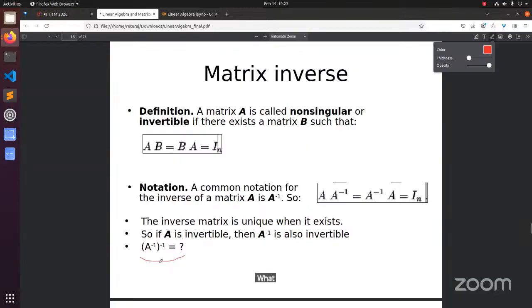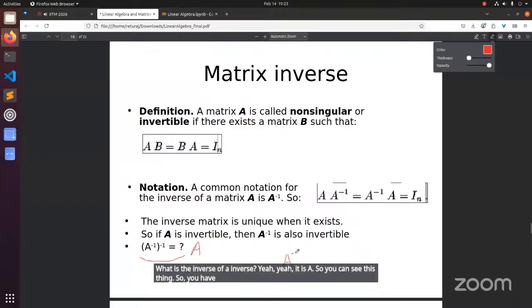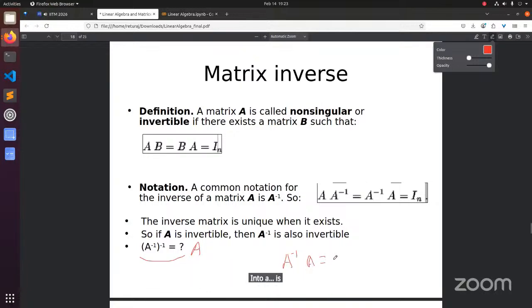What is the inverse of an inverse? It is A. So you can see this thing. You have seen A inverse into A is identity, right?